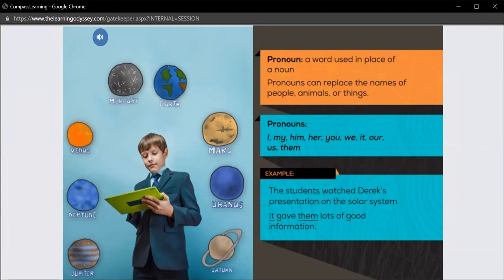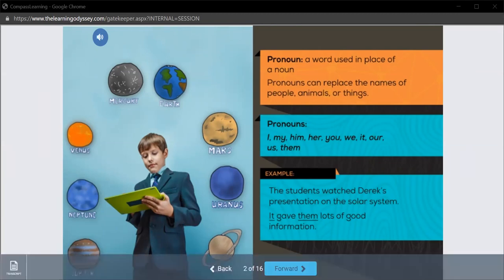Look at these example sentences. The students watched Derek's presentation on the solar system. It gave them lots of good information. Did you notice which words the pronouns replaced? Yep. It stands for the noun presentation, and them stands for the noun students.